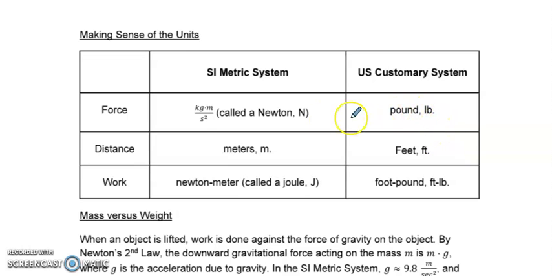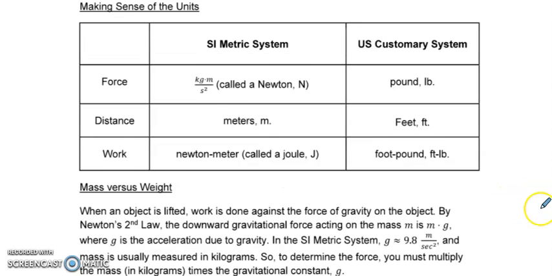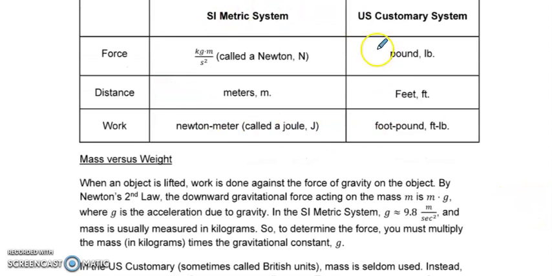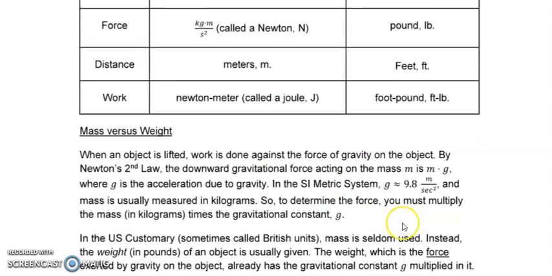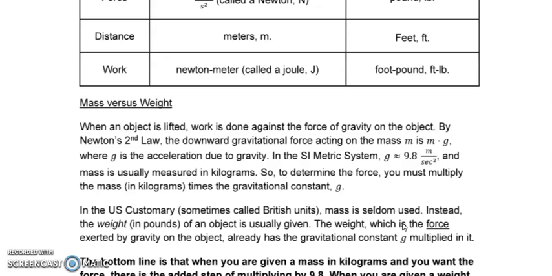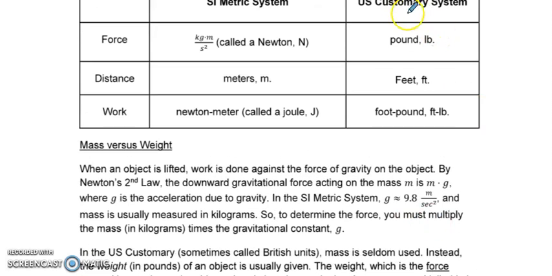Now, if we're in the US customary system, force is actually just the weight in pounds. It's a little simpler. Distance, of course, we use feet, but then we have this thing called the foot-pound, which is how we measure work in the US system. Okay, so then we're going to come back to this table, by the way, because you'll need to understand these units as we work through the problems. But we now need to talk about mass versus weight, because if you think about it, we just said that weight is effectively force using the US system, but that's not always the case in the metric system.